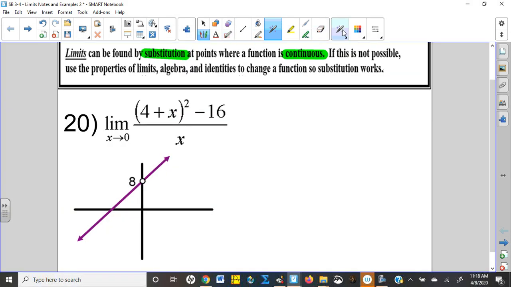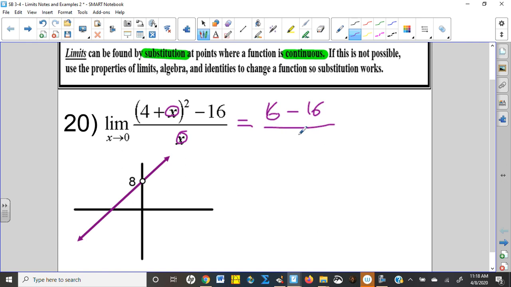I'm going to get 4 squared, which is 16, minus 16. Well, that's going to be 0, right? And on the bottom I have a 0, and so I get a 0 over a 0, and that's undefined. And that's why you can't do it that way. Some people try to tell me this is 0, but unfortunately it's not. So you cannot do a problem like this through substitution.